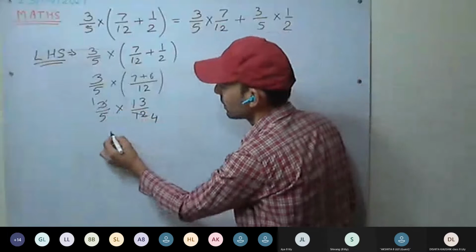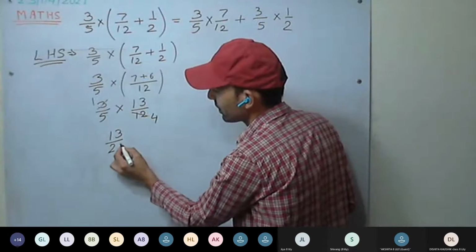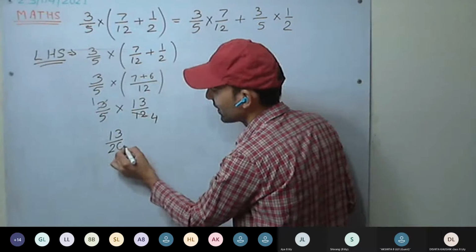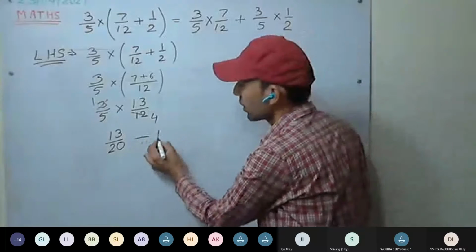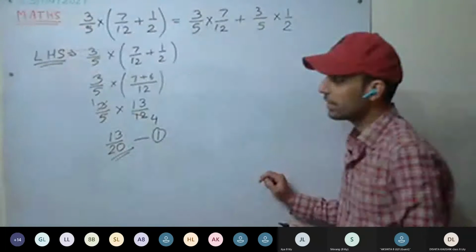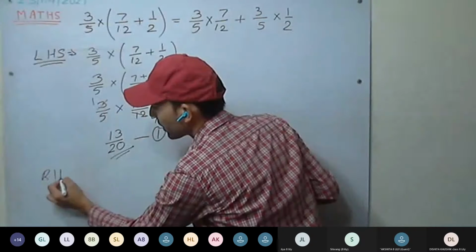Okay, now 13 upon how much? 20. 13 upon 20. So this is our first answer. We have solved the left hand side. After this, we will start the right hand side.